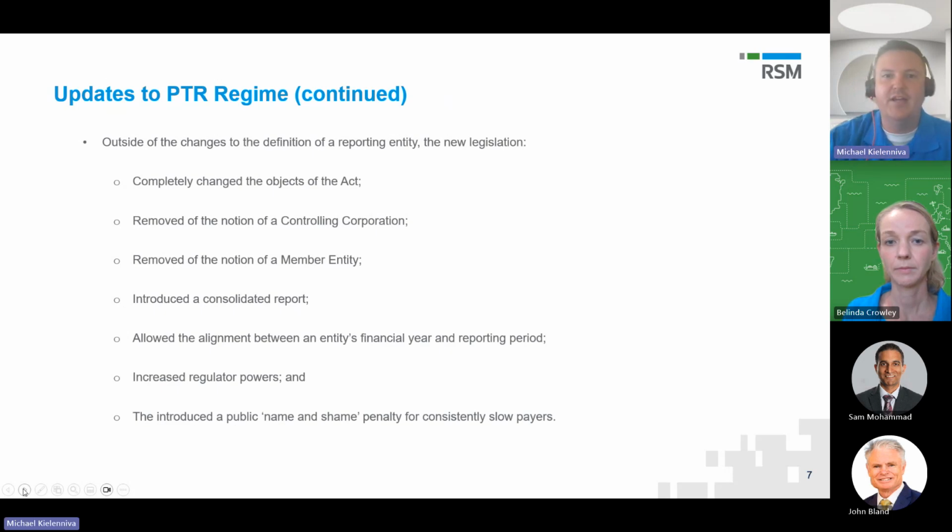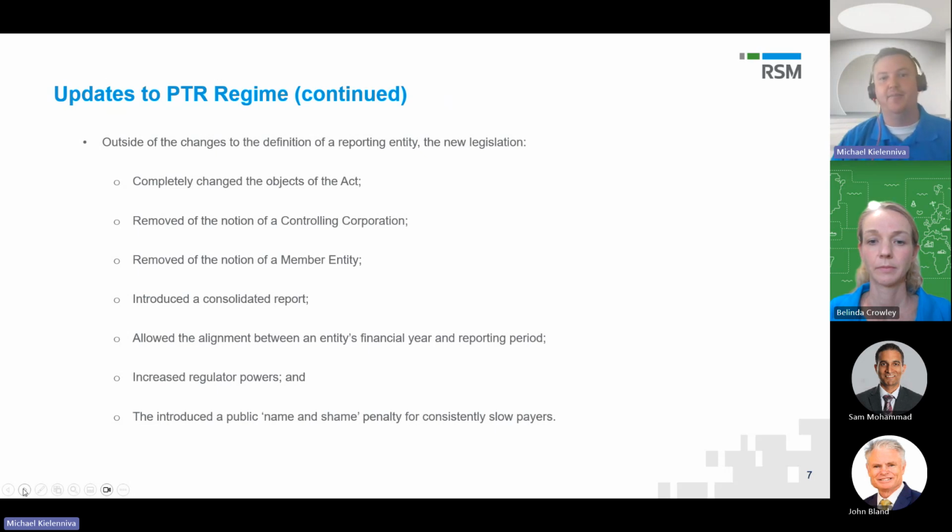So I've only covered the changes to the definition of what a reporting entity is in this session. However, there were also a multitude of other changes, such as they completely changed the objects of the Act. They removed the notion of a controlling corporation. They removed the notion of a member entity. They introduced a consolidated report.